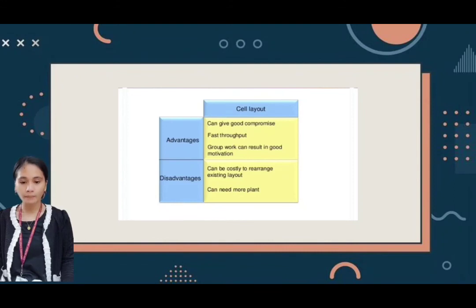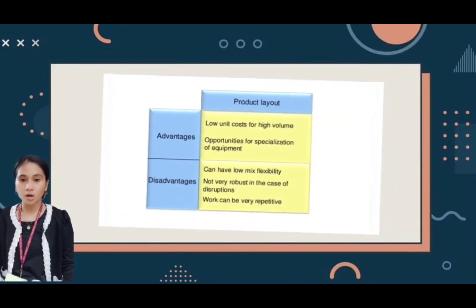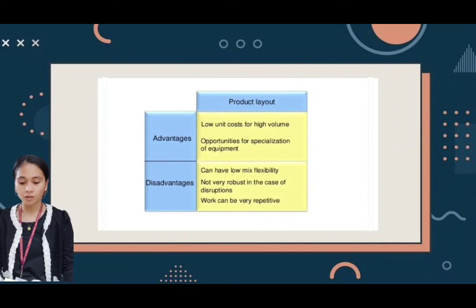Can need more plant. Product layout. Low unit cost for high volume. Opportunities for specialization of equipment. Can have low mix flexibility. Not very robust in the case of disruptions.